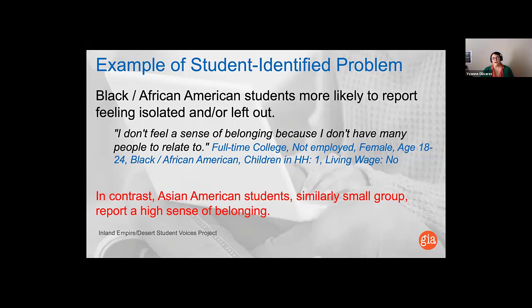I get that. Our African-American students on campus are a small group. And I probably would have said, oh, yes, they are a small group. But what we did was look at another similarly small group, which is our Asian American students in the Inland Empire. And what we found is that they actually had the exact opposite. They had a high sense of belonging on campus.